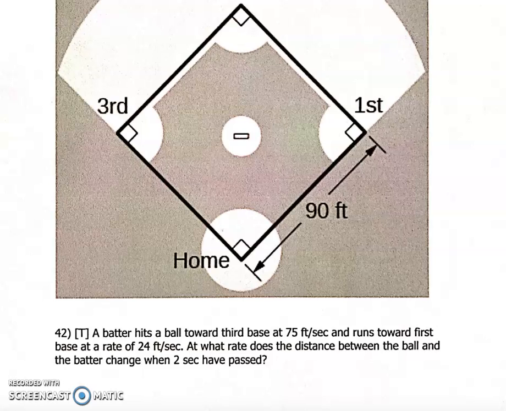The problem I chose is exercise 42 out of the textbook, section 4.1. This is the graphic from the textbook, and here's the question itself. A batter hits a ball towards third base at 75 feet per second and runs towards first base at a rate of 24 feet per second. At what rate does the distance between the ball and the batter change when 2 seconds have passed?